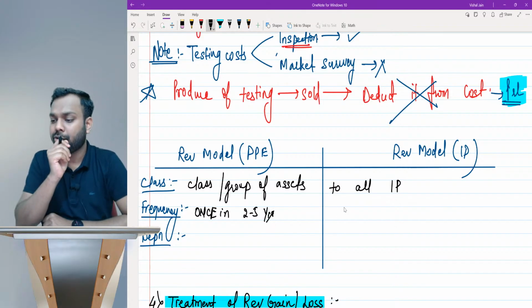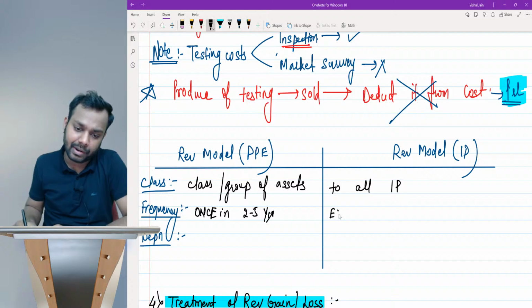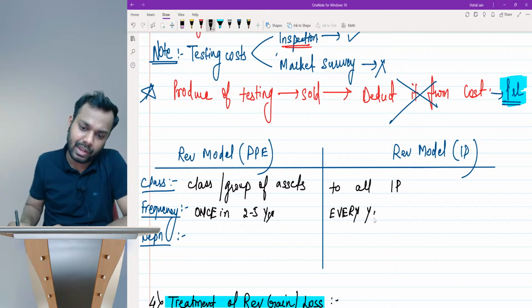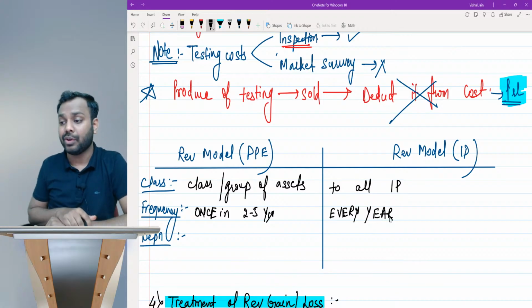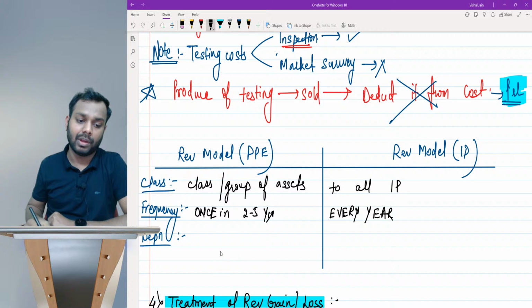Now, tell me what is the frequency here? The revaluation model of investment property. What is the frequency here? It is every year. Every year we have to fair value. In revaluation model of investment property, we have to revalue every year, right?